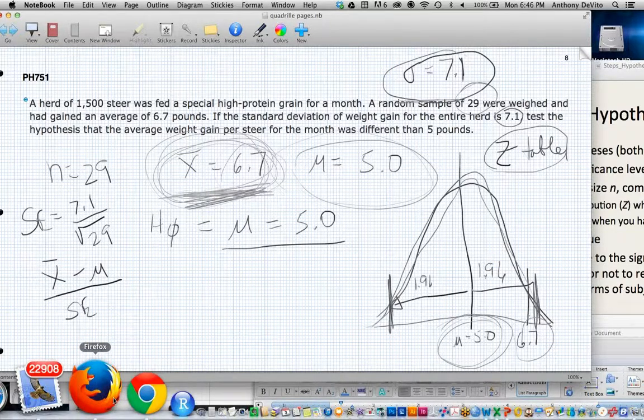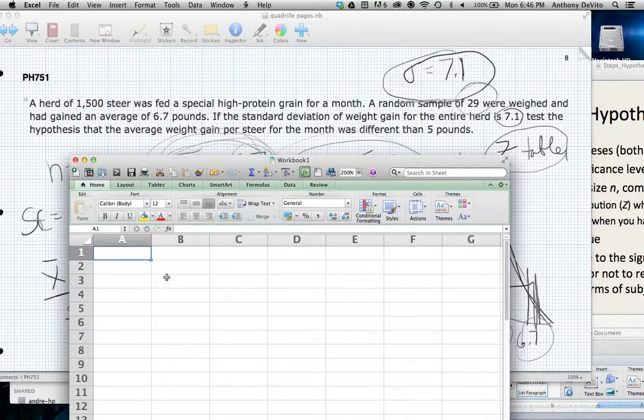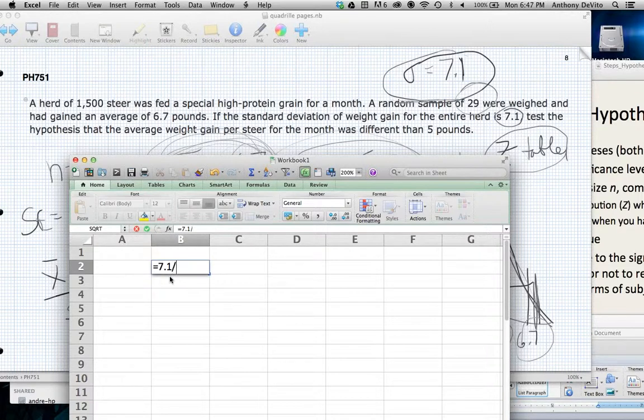Somehow or other, I'm locked out here. I can't do that. Maybe I can use equals. I'll do it this way: equals 7.1 divided by square root, parentheses, 29. I won't have the intermediaries, but I'll get the result, which is 1.3.